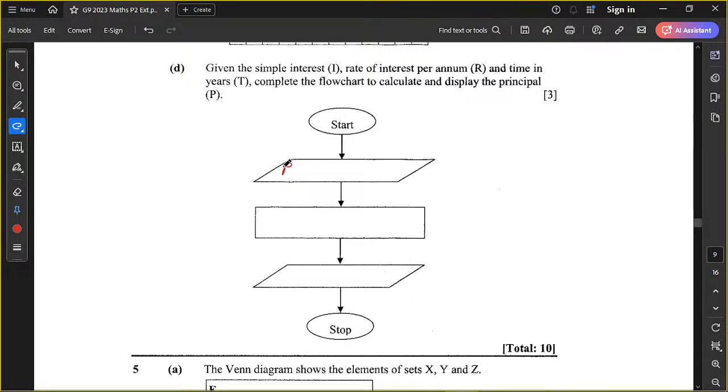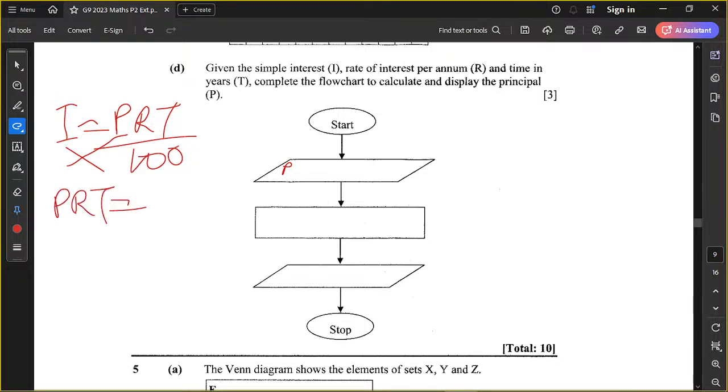So if we get the same formula of interest, let me say simple interest is equal to P R T over 100, this is the common one we use. We make P the subject of the formula. That means cross multiply. Then we have P R T is equal to simple interest times 100. Okay, so we want to make P the subject of the formula.